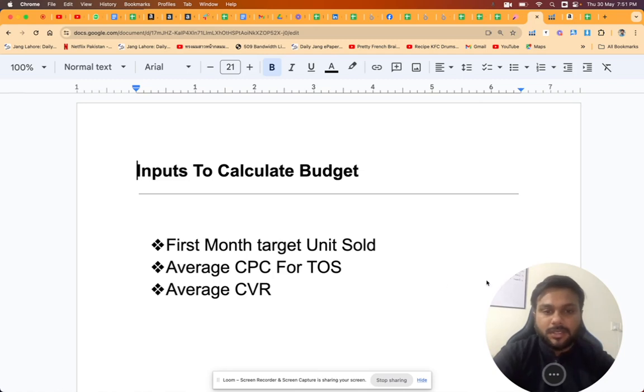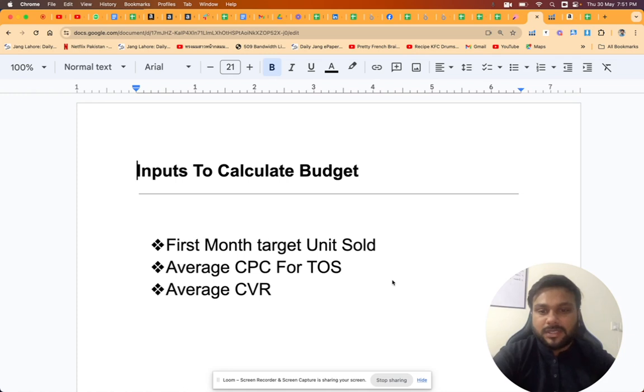To calculate the PPC budget, we need three inputs. The first one is: what is our first month target of units sold? So we should do a market analysis, look at our competitors, and have a clear idea of where we want to be after 30 days, a month of launch.